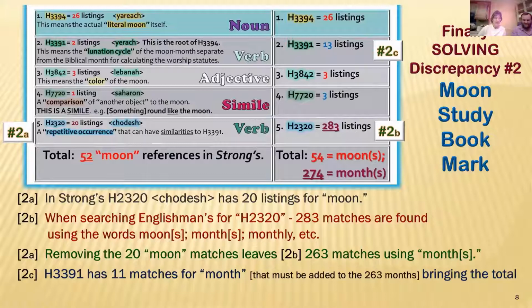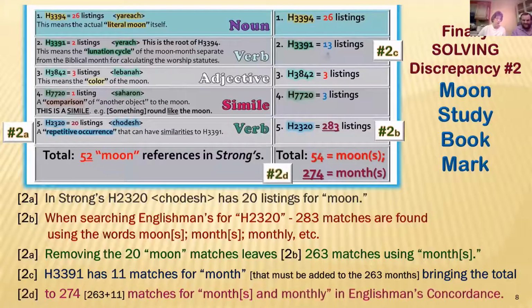Then we need to come back up here to this 3391. It has 11 matches that were for the month and not for the moon. So we're going to add those 11 up there from 3391 to the 263, and that's going to bring our total to 274. Is that math or what? Is that crazy math? But anyway, that's how that works on the cheat sheet, because you might not have figured out what I was doing there.